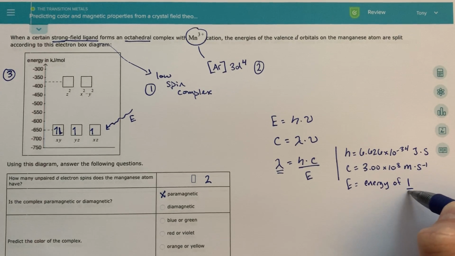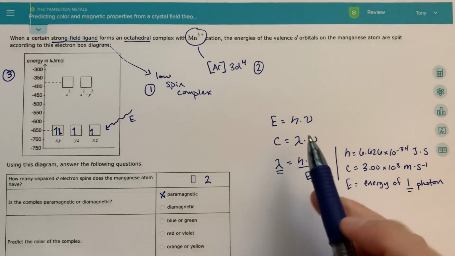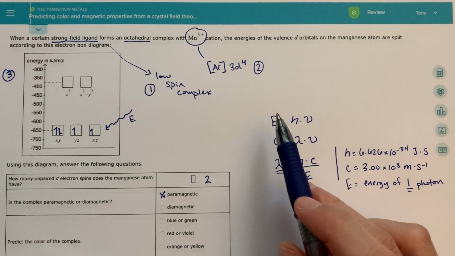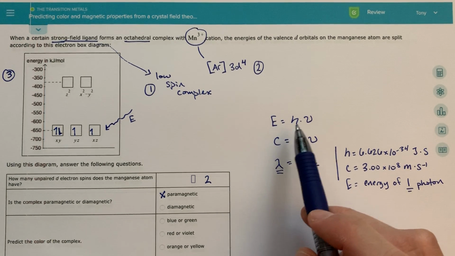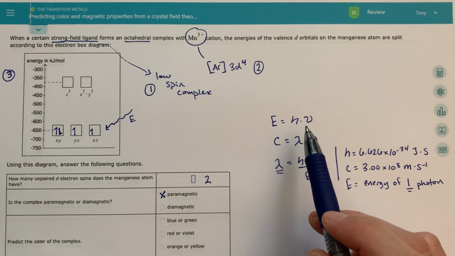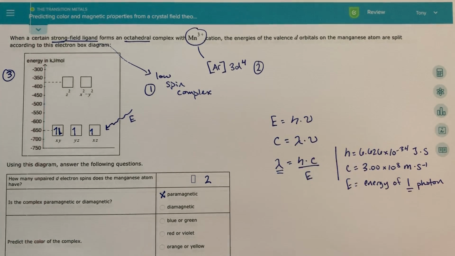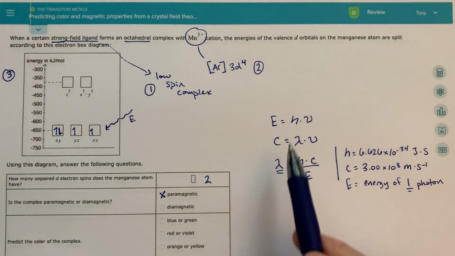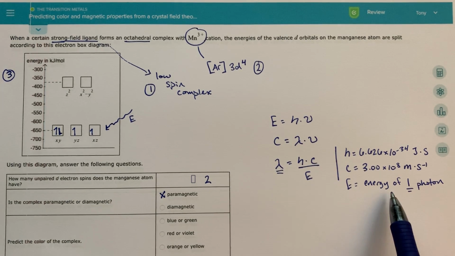E is going to be the energy of one photon, and that's a really important aspect. In this equation, this is the energy of one photon, with Planck's constant and the frequency for that one photon. So when we're dealing with these equations, we have to specify what energy we're talking about, and the units for that would be joules, of course, since we've got joules in our Planck's constant. So I'm going to put joules right there.